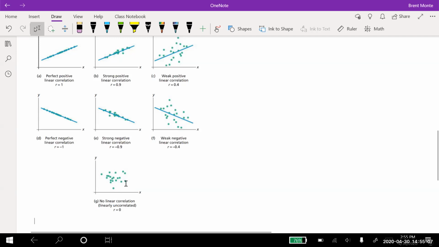They're stating this value of R is exactly 0, which may be a bit overzealous, but that's the idea. So that's a nice visual of all the types of things that we can have.